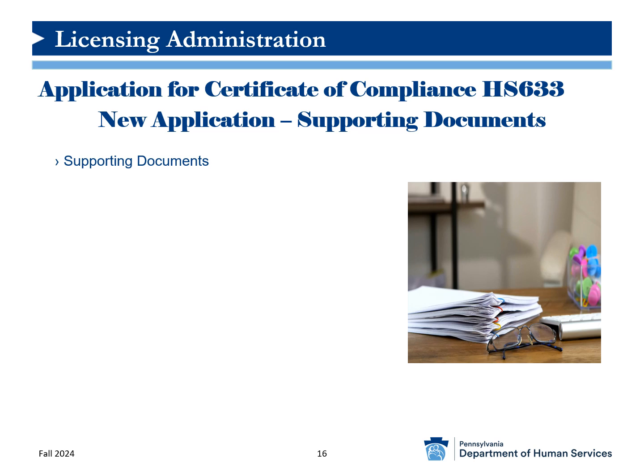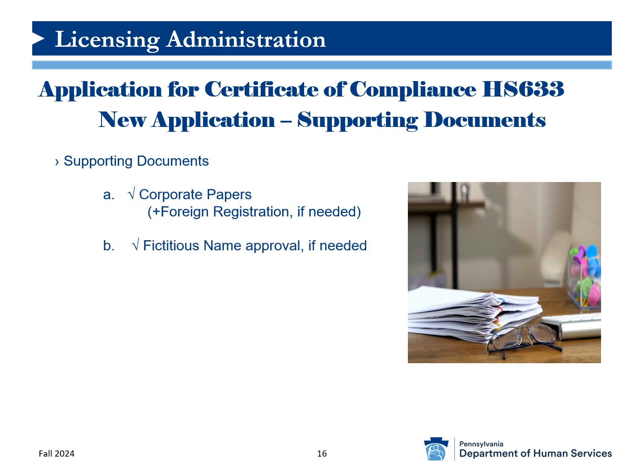So that completes the application portion for the Certificate of Compliance, the HS 633, and how to complete it. Now we're going to talk about the supporting documents that need to be submitted with the application. We've covered corporate papers and the foreign business registration if needed, and we've covered fictitious name approval, again, if that is needed.